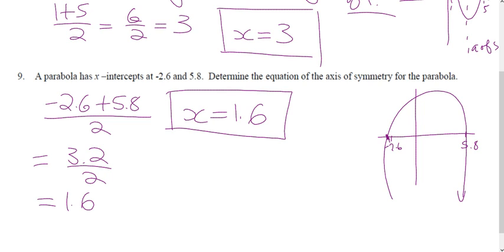Think about it, right? This is the point (negative 2.6, 0). This is the point (5.8, 0). X-intercept occurs when y is equal to 0. So if you need to, turn it into the 2 points, (negative 2.6, 0) and (5.8, 0). Me, I like drawing a picture. Okay? I like to visualize it. What does that look like? Oh yeah, they're on a horizontal line there. Okay, good.